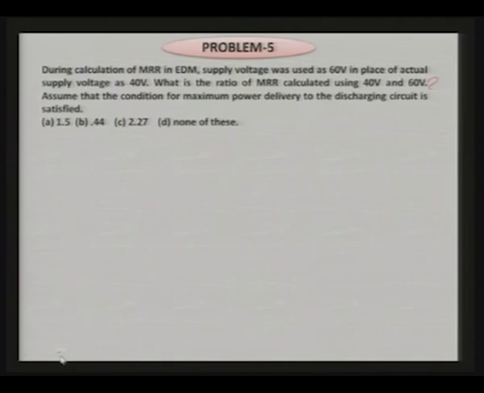Next problem says that during calculation of MRR in electric discharge machining process, supply voltage was used as 60 volt in place of actual supply voltage as 40 volt. What is the ratio of MRR calculated using 40 volt and 60 volt? That is the question mark here. Assume that the condition for maximum power delivery to the discharging circuit is satisfied. 4 options are given: 1.5, the ratio of this MRR, 0.44, 2.27 and none of these.